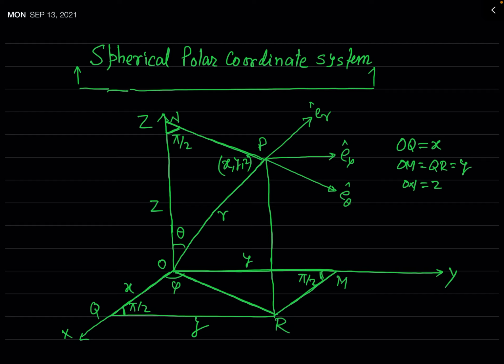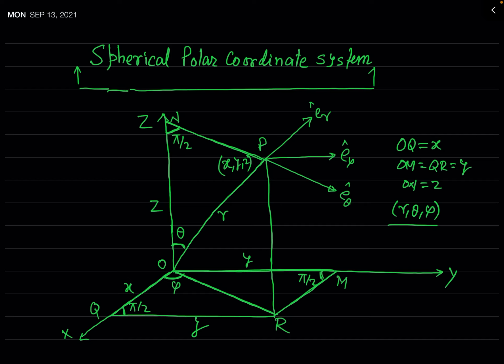Now let us consider this angle at O, that is angle NOP. This is equal to theta, and the angle ROQ is phi. So actually this r, theta and phi are known as the spherical polar coordinates of the point P.